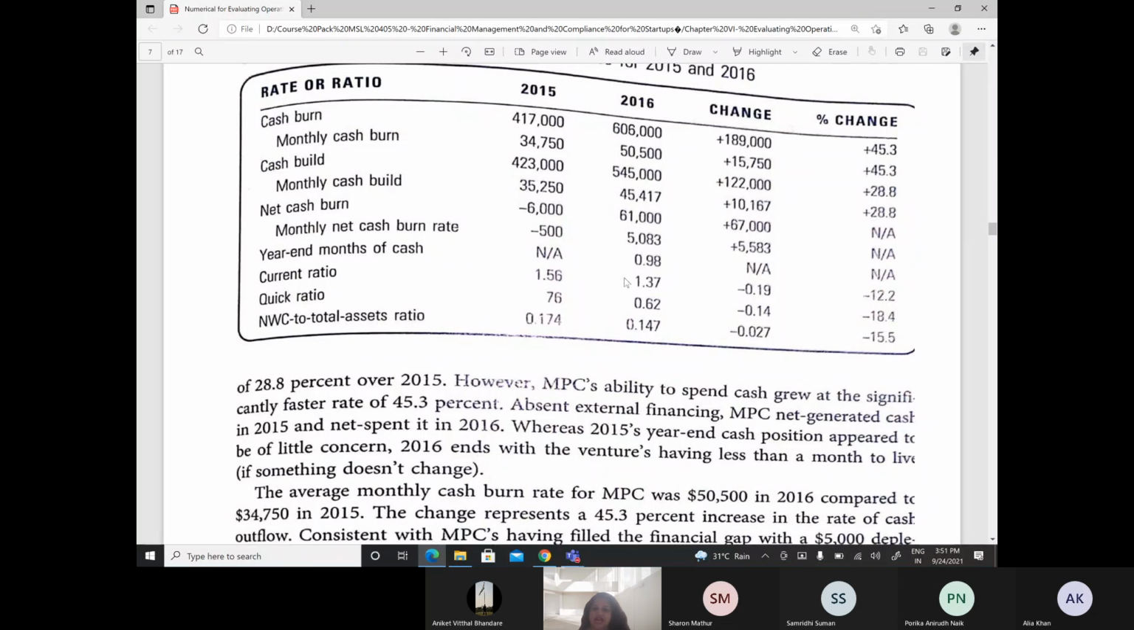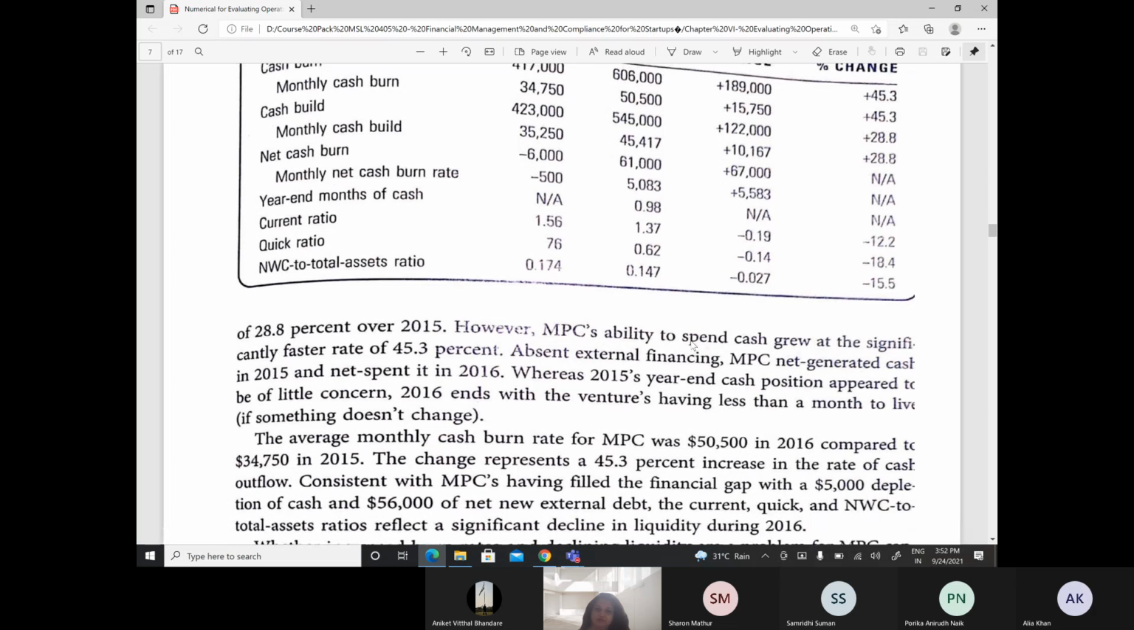The year-end months of cash, we are seeing that we just have 0.98 months of cash left over here. The current ratio has actually come down, which is again a very alarming situation on the liquidity front. The quick ratio has also come down from 0.76 to 0.62. Okay, and the net working capital to total assets ratio has also come down, indicating that the liquidity position of the company has actually fallen. So by these ratios, it is easy to see the liquidity position and how precariously the company is placed.